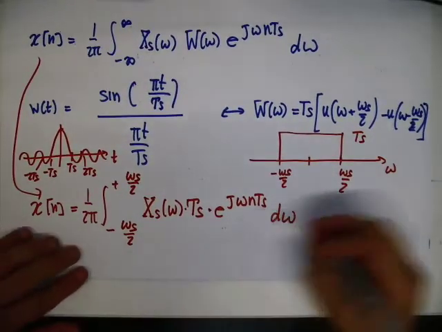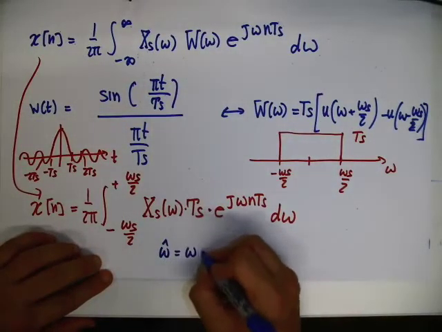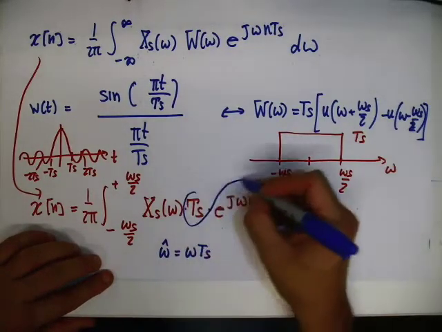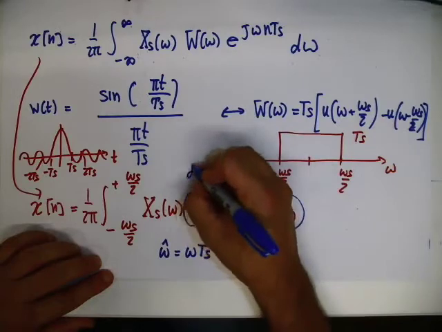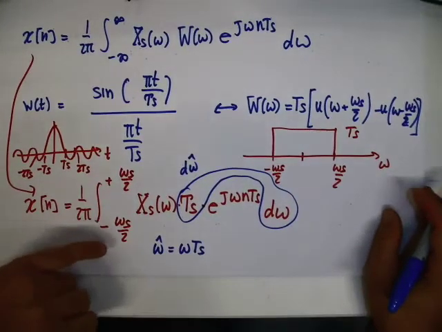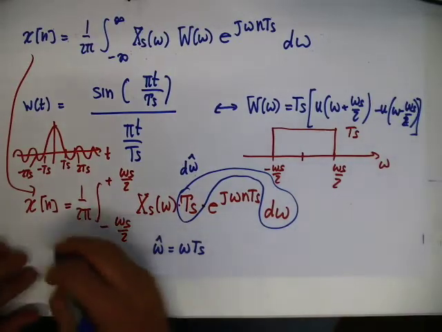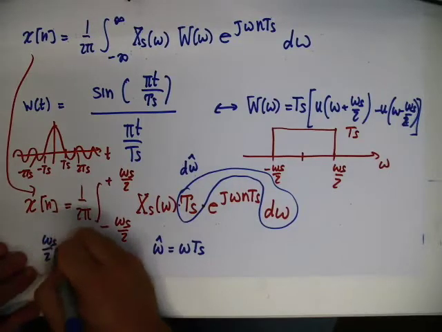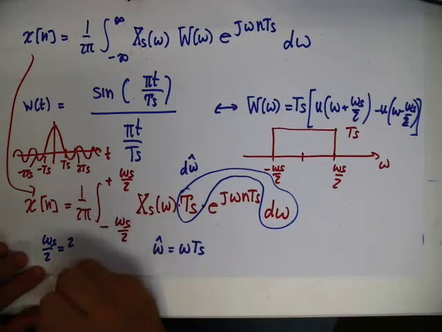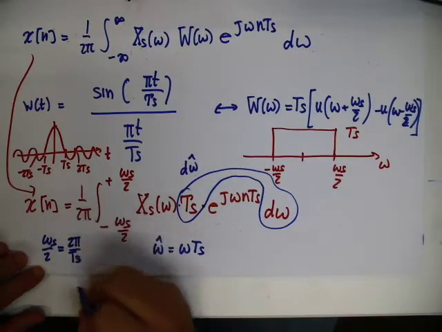And now we get an easy integral because I can do the same substitution. Omega hat equal omega times ts. So you see I can bring these two together. This becomes d omega hat. And when I do these integrals, omega s divided by 2, this is equal to 2 pi over ts.